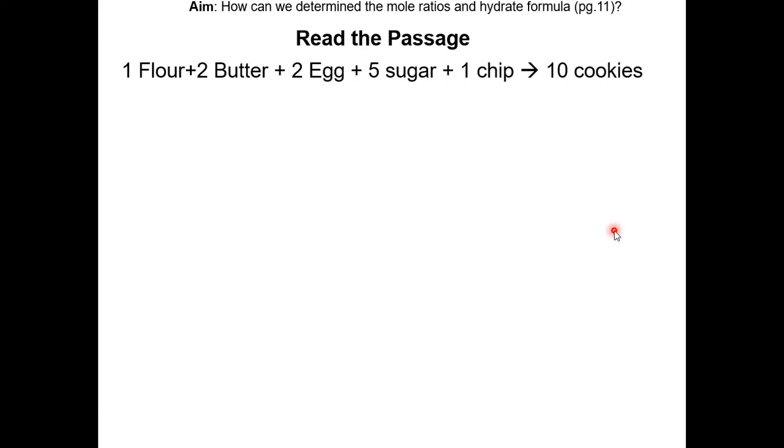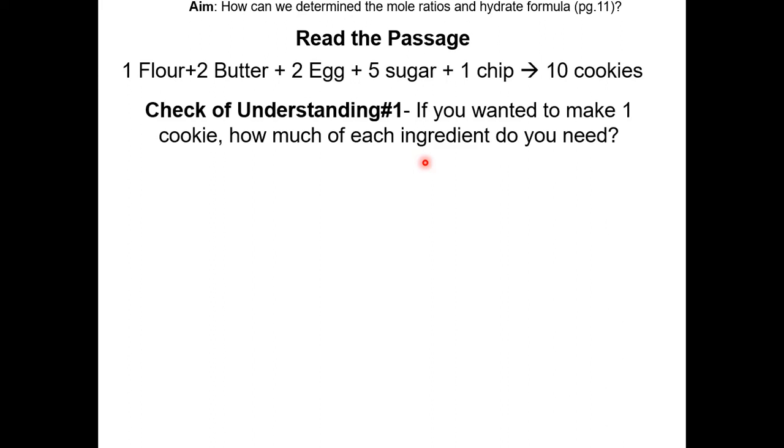So take a moment to read the passage on page 11. Notice I wrote the recipe as a chemical equation. Here are our reactants and here are our products. In the recipe, you can figure out how much product you can make based off the ratios between the ingredients. So we're going to apply this concept into chemistry and chemical equations.